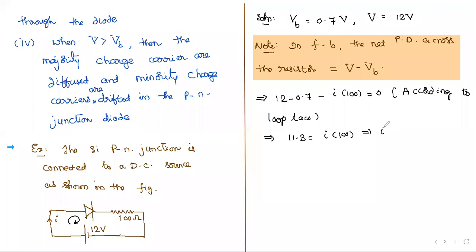That implies 11.3 is equal to I into 100. That implies I is equal to 0.113 amperes. Correct, Nana? By dividing with 100. Yes, sir. That implies I is equal to 113 milliamperes. Okay, good. This type of model they will ask, Nana.